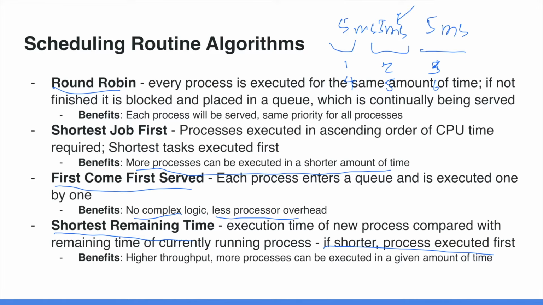The benefit is that there's higher throughput, meaning that more processes can be executed in a given amount of time. It makes sense because the concept behind this is similar but not the same as shortest job first. Basically, if a process takes less time to execute, we're going to prioritize that, which means we're going to be doing the easy things first and leaving the longer running processes for later. Now, all of these have benefits, which you do need to know for the A-level exam, along with a basic description of how all these algorithms work.